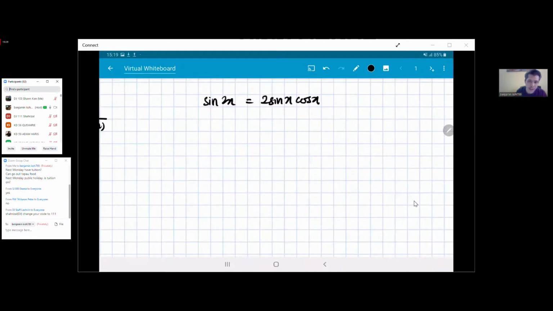Now the next one we have is cos 2x. The problem is that cos 2x has 3 variations. The first one is cos square x minus sin square x. The second version is 2 cos square x minus 1. The third version is something similar but inverted: 1 minus 2 sin square x.